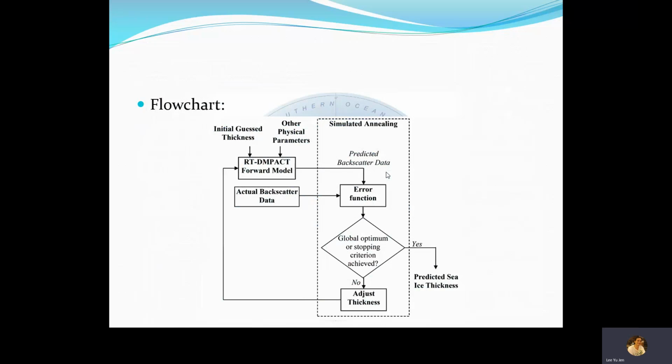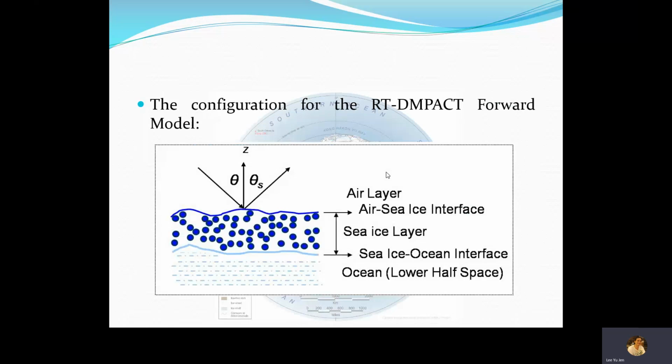And it will then calculate the error function between these two. And if the global optimum is not reached, it will adjust the thickness and recalculate everything, until the global optimum is achieved. So the sea ice thickness where the SA is able to achieve the global optimum will be given as the output of the inverse retrieval, and is given as the predicted sea ice thickness.